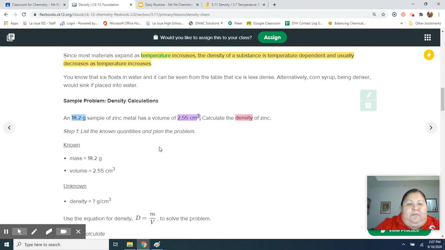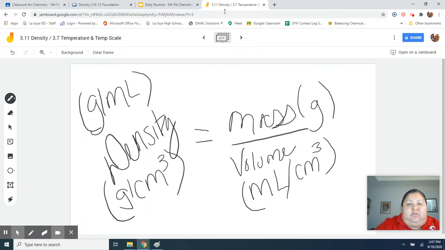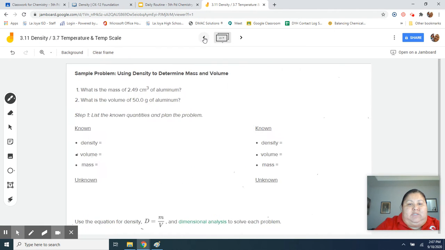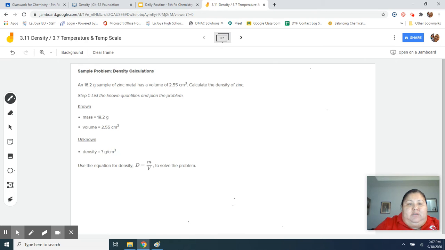So here we have a sample problem. We have an 18.2 gram sample of zinc metal that has a volume of 2.55 cubic centimeters, and they want us to calculate the density. So let's go to our Jamboard so that we can do some practice. I already have it set up. Here's our sample question. They already put the known information where it belongs, but if we didn't have this known information, how would I know that it's volume? How would I know that it's mass? That's a really good question.